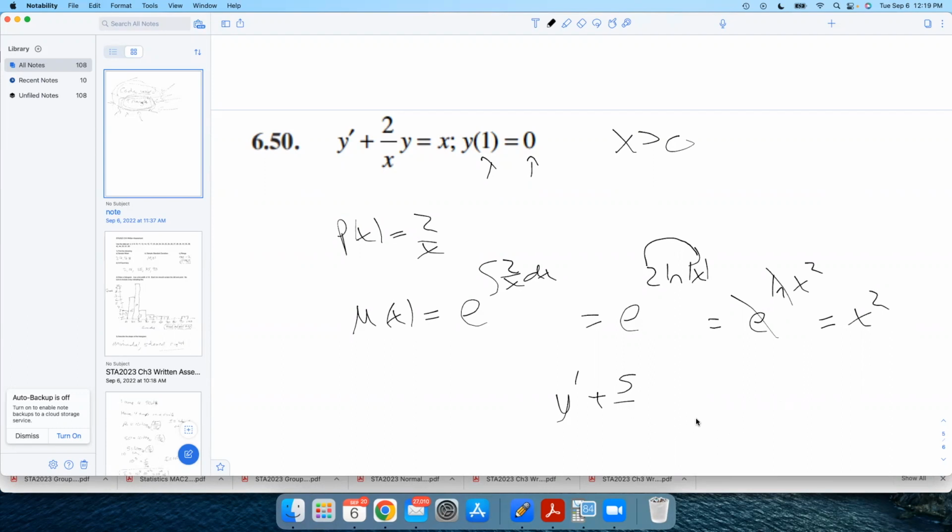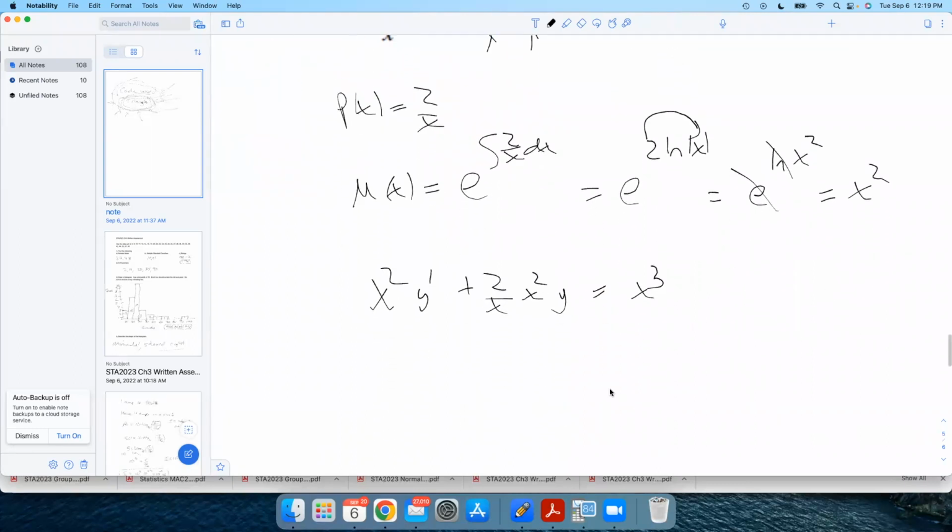Okay, so I multiply everybody by X squared, both sides. And this is a required step. We're writing out complete solutions here. On the right, we'll get X cubed. Let's go ahead and cancel one of those out. We get X squared Y prime plus 2XY equals X cubed.